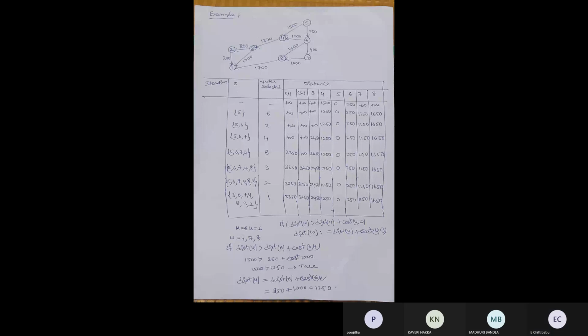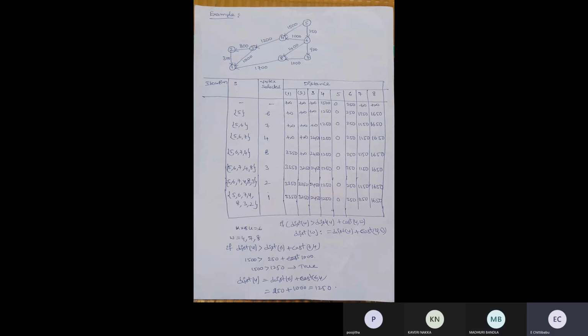5 to 1. Madhuri? Sir. Is there a direct direction from 5 to 1? No, sir. 5 to 1 direct is plus infinity. 5 to 2, no direction, plus infinity. 5 to 3, no direction, plus infinity. 5 to 4 is 1500. 5 to 5 is 0. 5 to 6 is 250. 5 to 7 is plus infinity. 5 to 8 is plus infinity.